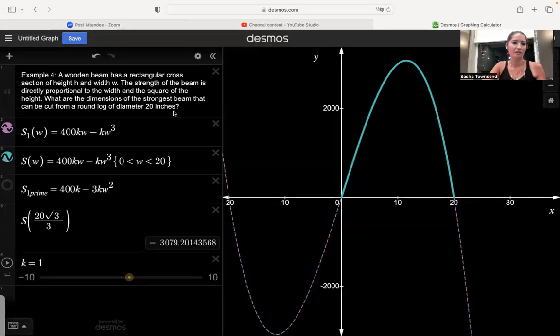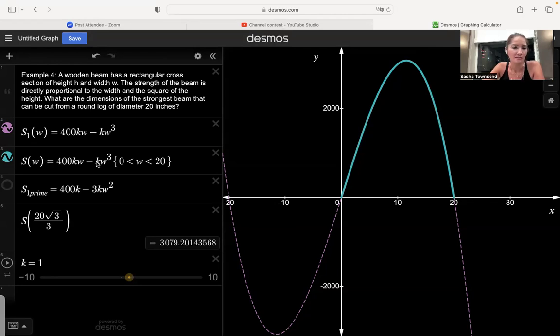So this is our function. When we find the strength as a function of the width, we get 400 kW minus kW cubed. Now I'm assuming that function is positive, so that would mean the k value is positive. And we're assuming an implied domain of 0 to 20 for our W, the width of that wooden beam. So we're trying to find the strongest beam possible, and this function is a measure of the strength. How can I maximize that function?